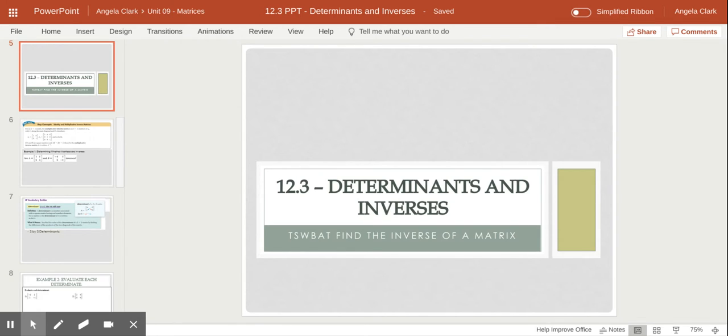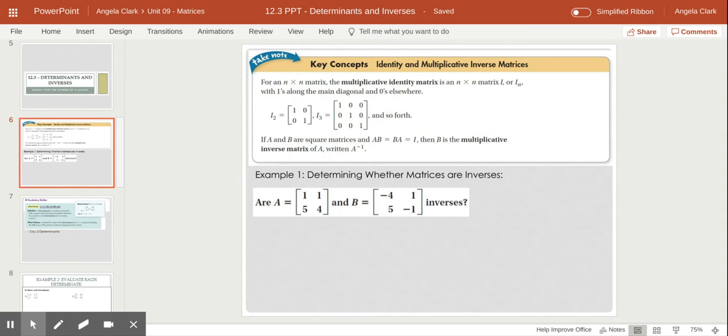So in this section, we're going to be talking about determinants and inverses of matrix. So we're going to start with inverses. Let's talk about what an inverse of a matrix is. To do that, we need to talk about first what a multiplicative identity is.